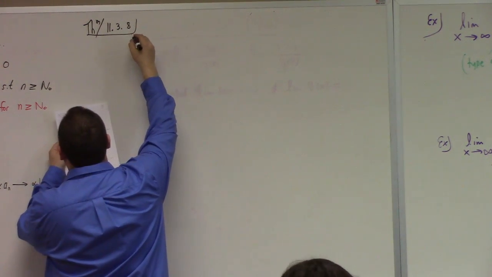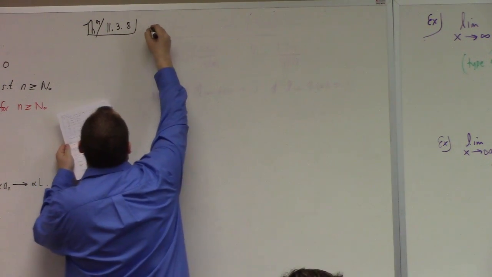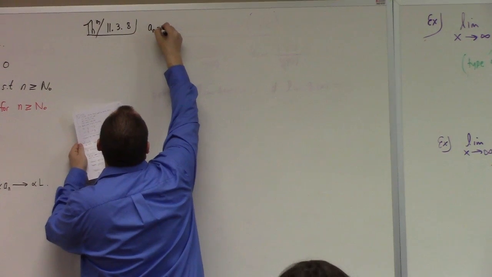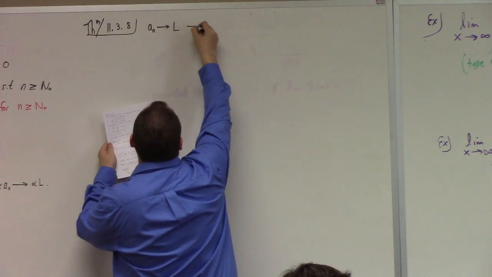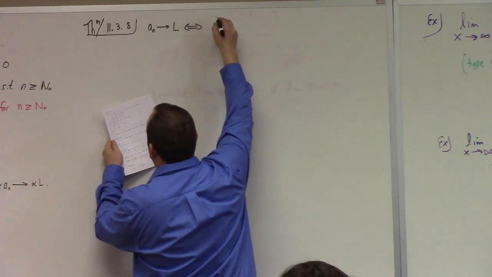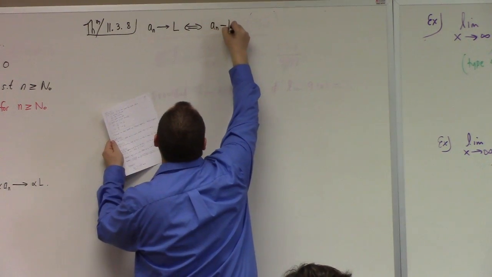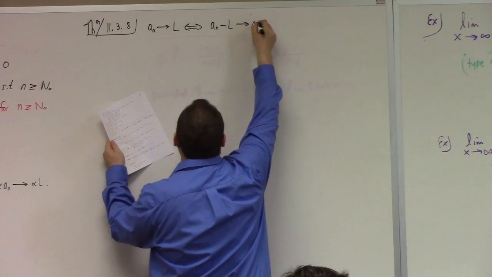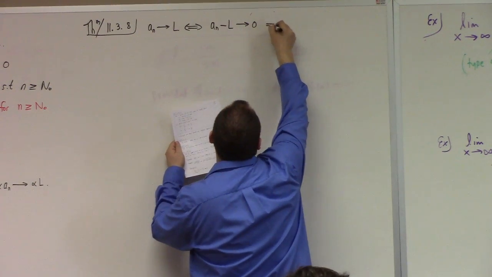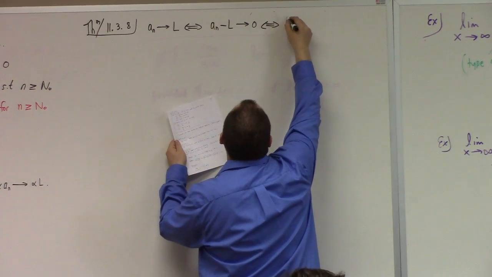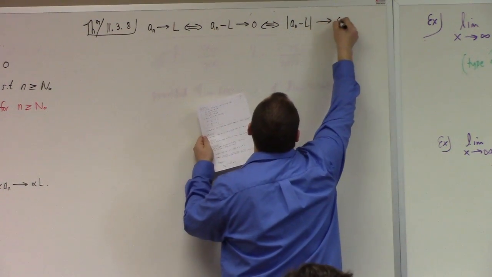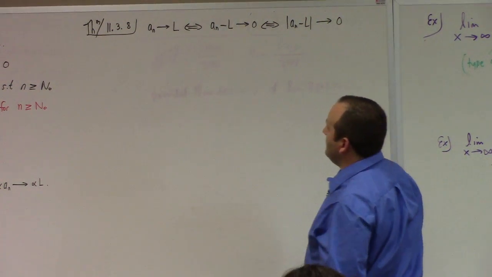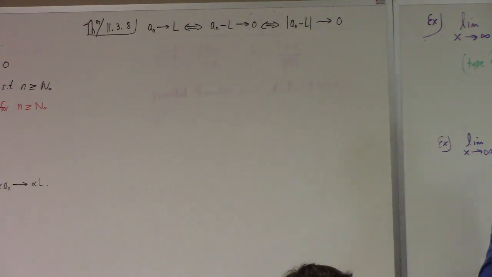Let's see here. So the following are equivalent. You can either talk about a sub n, if a sub n converges to L, okay, that is equivalent. You can trade it for a sub n minus L converging to 0. And that you can trade for the absolute value of a sub n minus L converging to 0. So these are 3 different ways to look at the same thing.